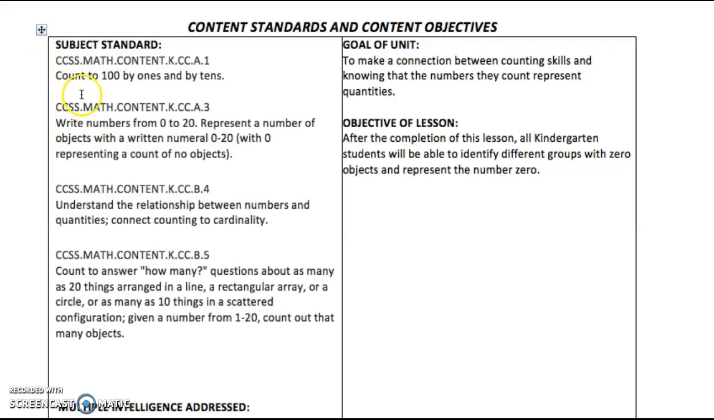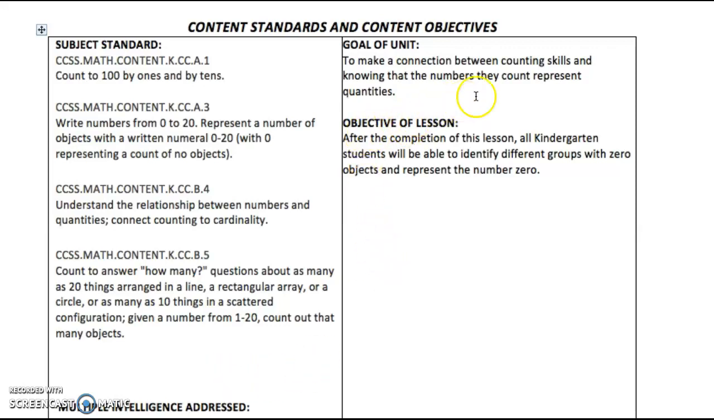They will be able to count to 100 by 100s and by 10s, write numbers from 0 to 20, represent a number of objects with a written numeral 0 to 20, understand the relationship between numbers and quantities, being able to connect counting to cardinality, count to answer how many questions about as many as 20 things arranged in a line, a rectangular array, or a circle, or as many as 10 things in a scattered configuration. Given a number from 1 to 20, count out that many objects.